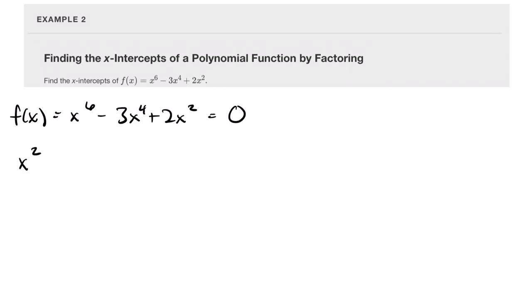Okay, so the greatest common factor, it looks like we could factor out x squared from all the terms. If we factor out x squared, looks like we're going to be left with x to the power of 4 minus 3x squared plus 2.